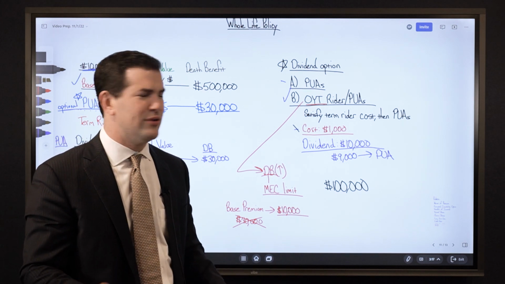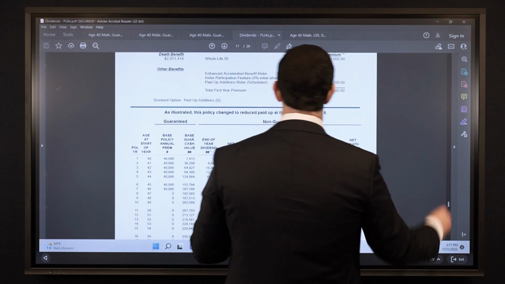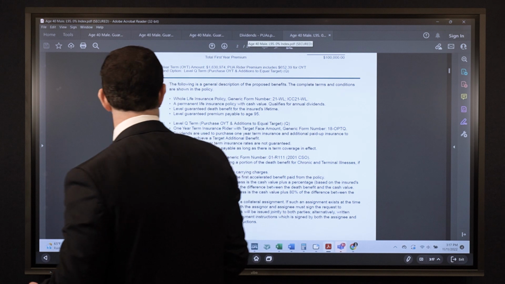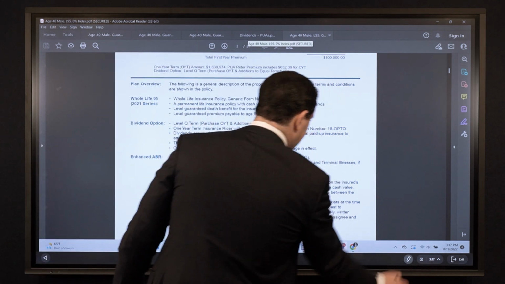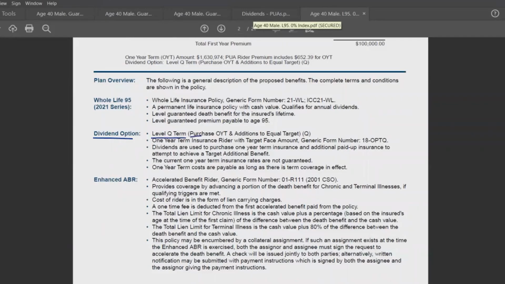Let's look at the actual numbers though, shall we? Because this can be difficult to follow. So if we look at this, here we've got our dividend option: level Q term, purchase OYT, and additions to equal target Q. Right? It looks like code or something like that.